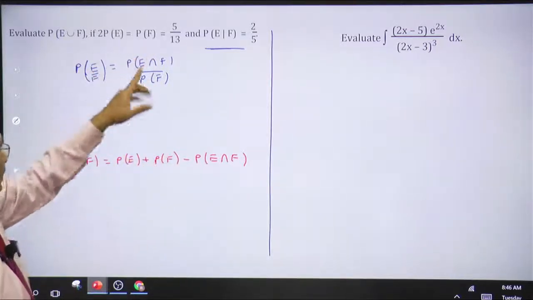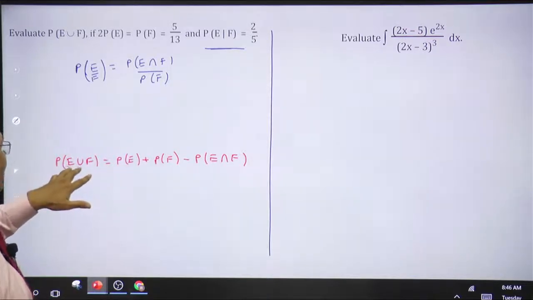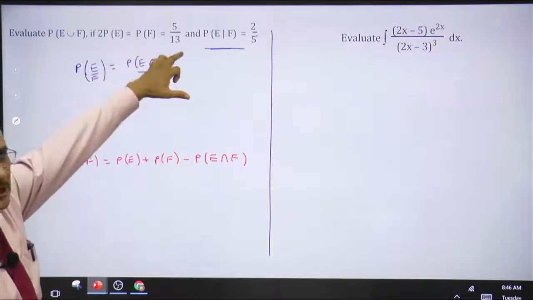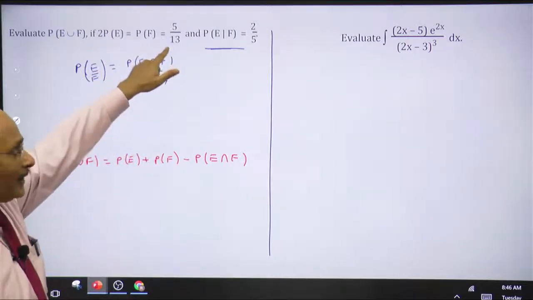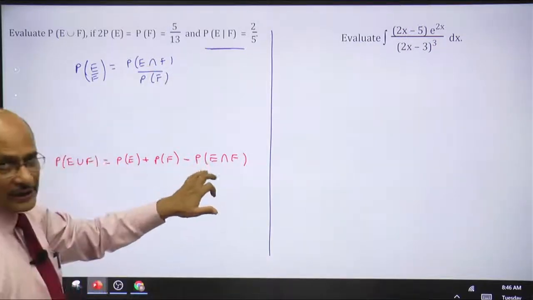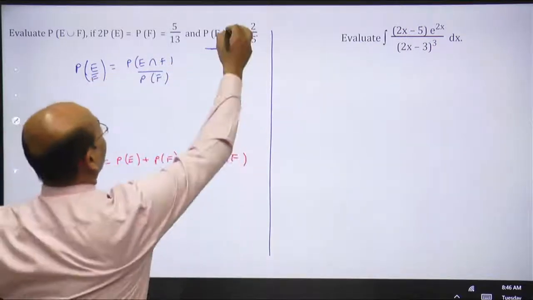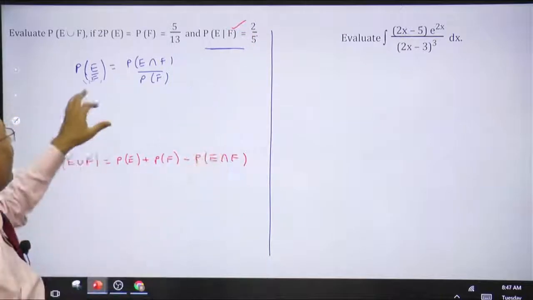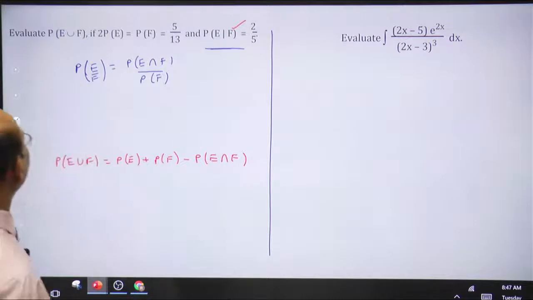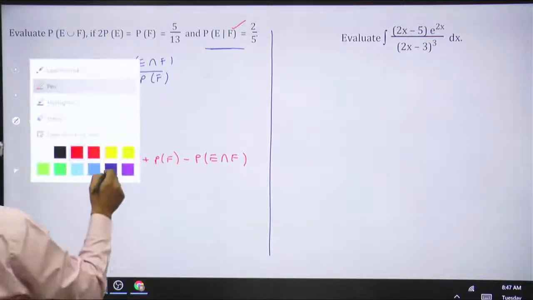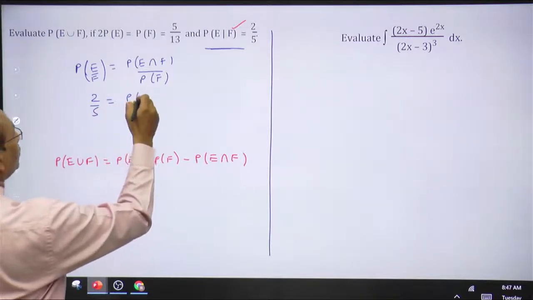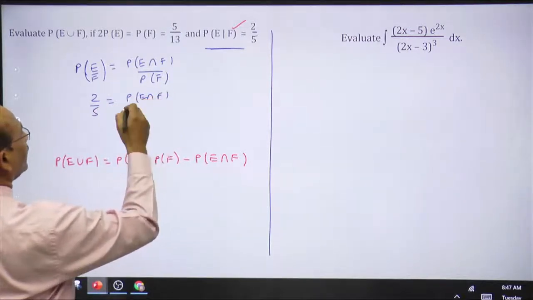Now if you look at this E union F, I know P of E, that is 5 by 26 because 2 goes down. P of F is given as 5 by 13, and P of E intersection F I don't know. So using P of E given F, I have to find P of E intersection F. P of E given F is given as 2 by 5. So 2 upon 5 is equal to P of E intersection F upon P of F.